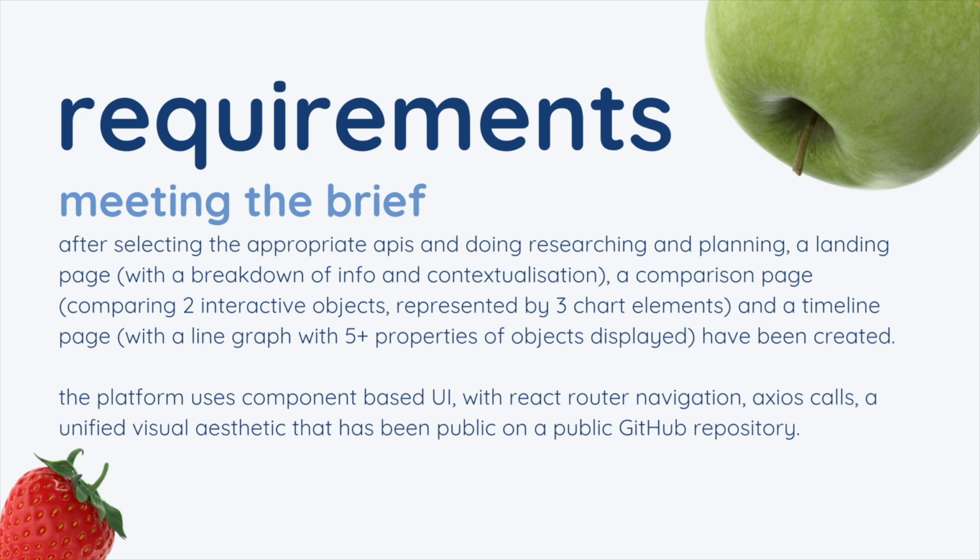And on the landing page, we have that breakdown of information and just a contextualization, what the website is about and what to expect and how to read the data. The comparison page, where you can compare those two fruits with three different chart elements, and the timeline page, where a line graph was needed with 5+ properties, mine is anyway more, but different fruits where you can see the trends over time. And it's a component-based user interface with all of the React Router navigation, Axios technologies being used, and then just overall unified visual aesthetic that has already been applied on this public GitHub repository.